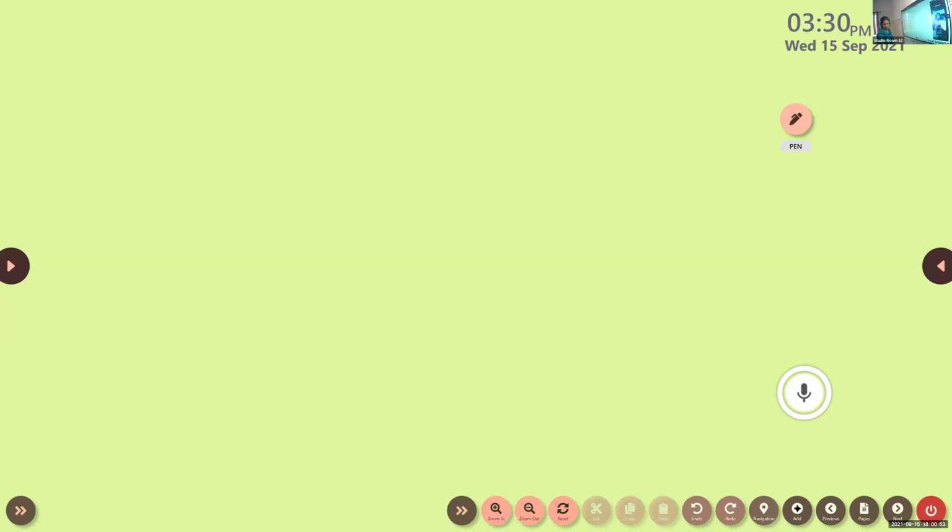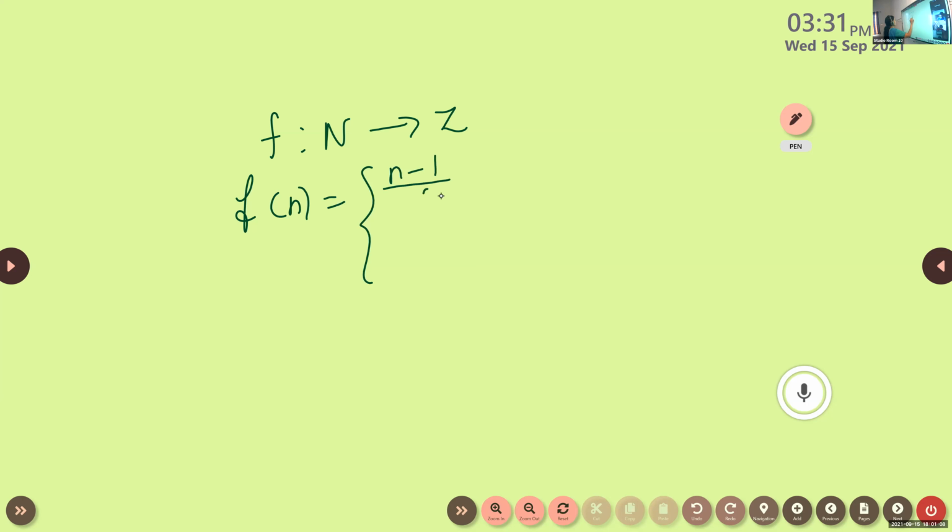Write the next one. F is a function from N to Z defined by f of n is equal to n minus 1 by 2 if n is odd, and minus n by 2 if n is even. Is f one-one onto? That is what we have to check. Check it. Is it one-one onto or not one-one, not onto? Find out.